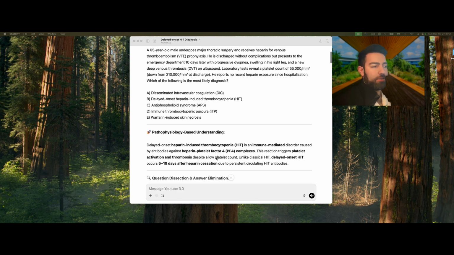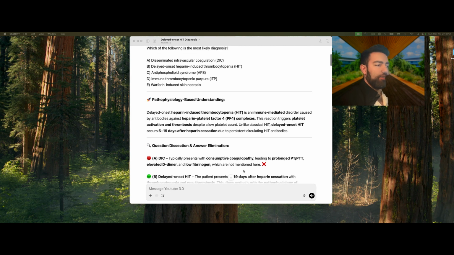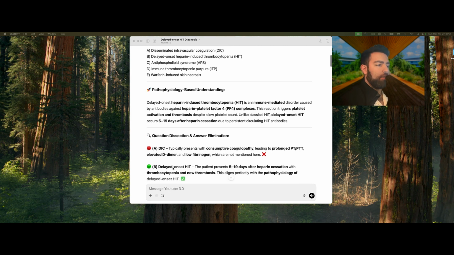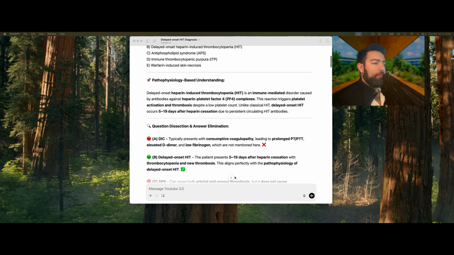The first option was disseminated intravascular coagulation, or DIC. This typically presents with a consumptive coagulopathy, leading to prolonged PT, PTT, elevated D-dimer, low fibrinogen, bleeding from IV sites, and just bleeding in general. This one, delayed-onset HIT, is the correct answer. The patient presents 5 to 19 days after heparin cessation with thrombocytopenia and new thrombosis, which aligns perfectly with the pathophysiology.